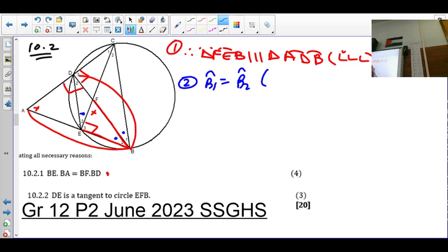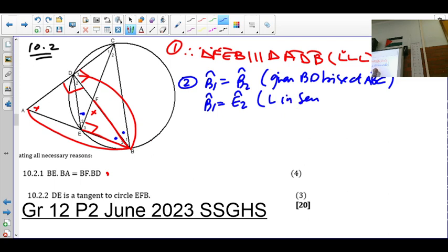So we say that firstly B1 is equal to B2. How do we know that? It was given that BD bisects angle ABC. Then we say that B1 is also equal to E2 because they are angles in the same segment, and it's coming from arc CD.